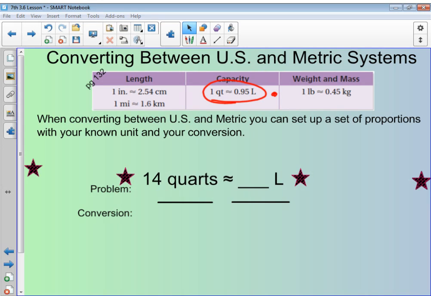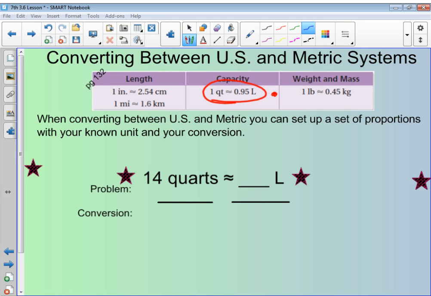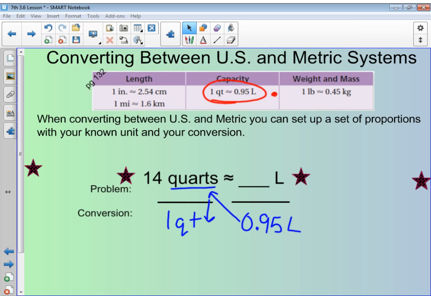Okay, so here I have 14 quarts is about how many liters. So once again, we'll go ahead and use the same conversion. So I've got 1 quart, so matching labels. 1 quart was stated first up here, is equal to 0.95 liters. So I'm going to cross multiply, divide. So 0.95 times 14, and then divide by 1 is going to give me the same thing. I just found out that that is 13.3 liters.